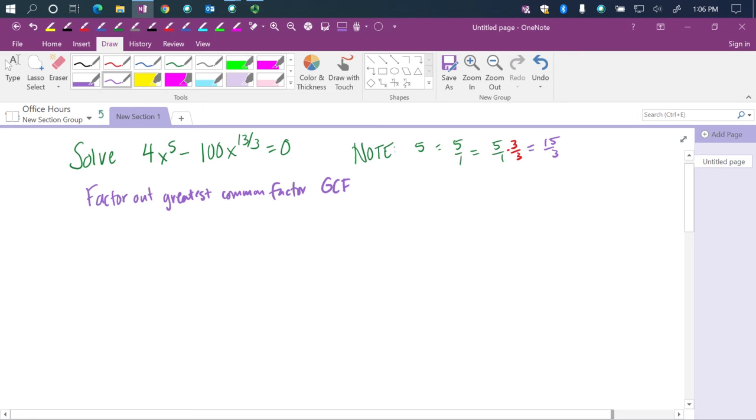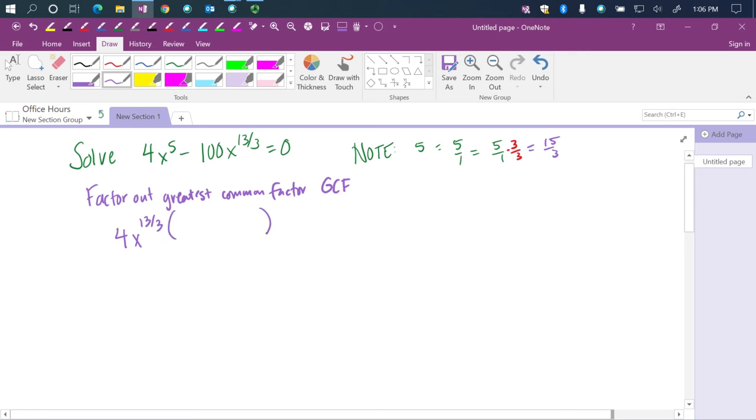Okay, so look at just the numbers, the 4 and the 100. Well, we see that 4 is a factor of 100, so we can factor out a 4. And then we're always going to factor out the smallest power of x that's in both. Okay, so as you see, we have 15 thirds and we have 13 thirds. So which one is smaller? Well, the 13 thirds. So we're going to factor out 4x^(13/3).